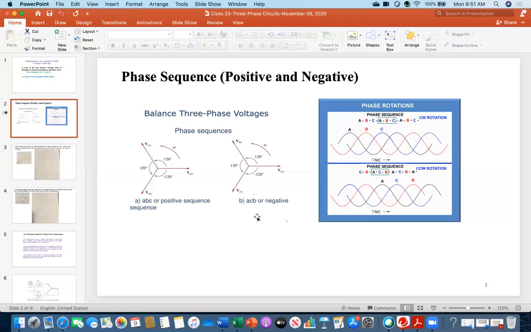In a numerical problem, if it is mentioned that you have a three-phase system and that system has ACB sequence, then immediately you have to write down that Van is at 0, Vcn is at minus 120, and Vbn is at plus 120. Then accordingly, you solve the problem. So everybody, could you follow what I said?